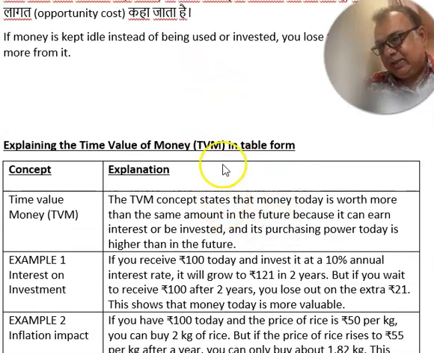Same thing I am explaining in tabular form with 3 examples. Time value of money. The time value concept states that money today is worth more than the same amount in the future because it can earn interest or be invested, and its purchasing power today is higher than in the future.